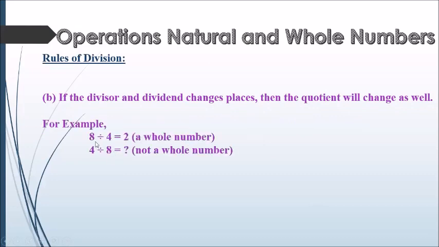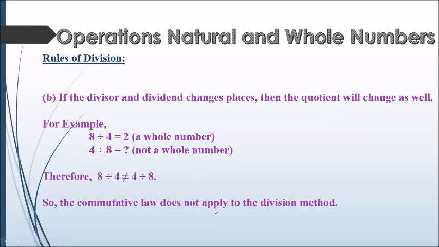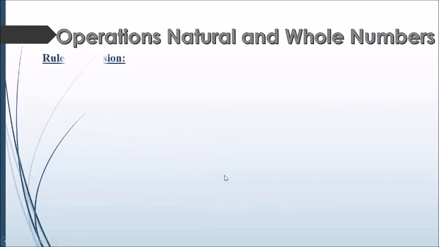The second property we discussed in class was if the divisor and dividend change places. What are divisor and dividend? Here the dividend is 8 and the divisor is 4 in the first example. In the second example, I've changed the places and made 4 the dividend and 8 the divisor. The answer is not going to be the same. This means that the commutative property does not apply to division.